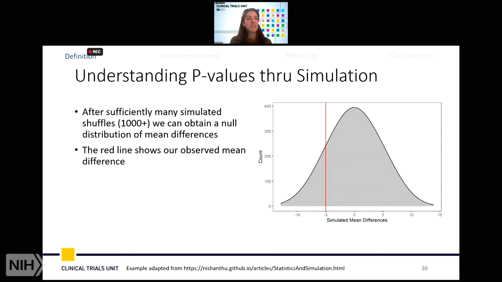After sufficiently many simulated shuffles, usually upwards of 1,000 or more, depending on your computational ability and how smooth you want these estimates to be, we can obtain a null distribution of those mean differences. Every time we shuffle and calculate a new estimated mean difference, it informs this distribution here, where it will be centered around 0, and then we'll have some spread here. The red line on this graph is showing what our observed mean difference was in our original analysis.